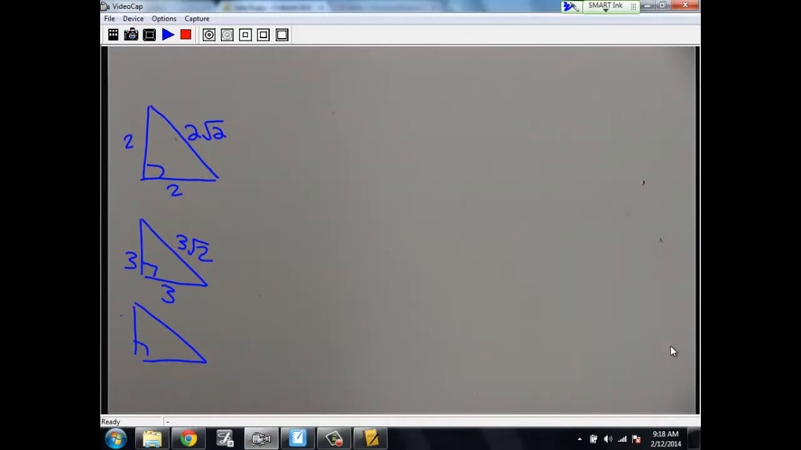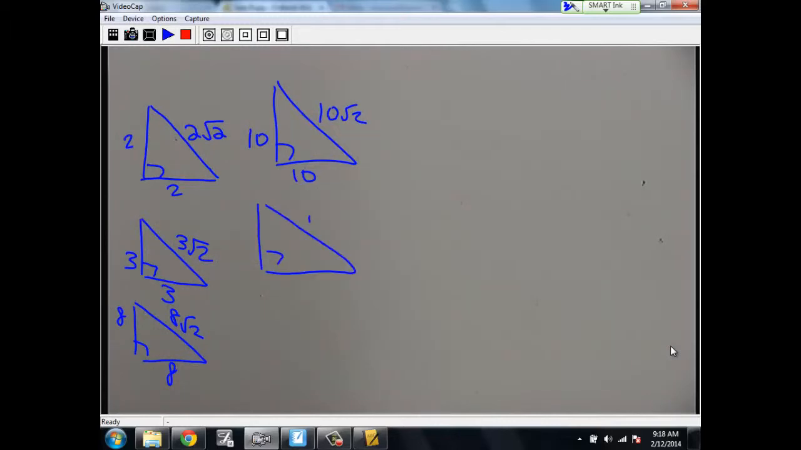If I give you 8, this one is 8 square root of 2. If I give you 10, this one is 10 square root of 2. If I give you 13 square root of 2, how big are each of these? 13 and 13. Do you see it? Okay, those are 45, 45, 90s.